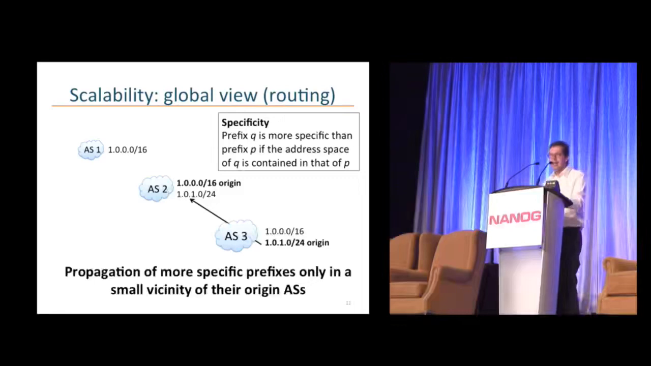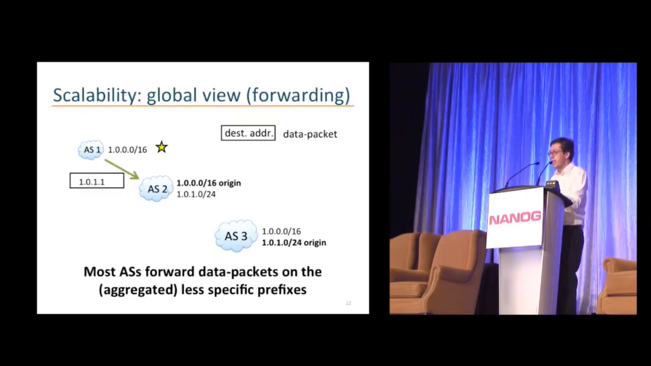At a very high level, we aim for a routing system where the more specific prefixes are propagated only in the vicinity of the ASs that originate them. So in this example, prefix 1010/24, which is more specific than prefix 1000/16, is propagated from AS3 to AS2, but not further to AS1. In terms of forwarding, it means that data packets are forwarded along ever more specific prefixes until they reach the destination.